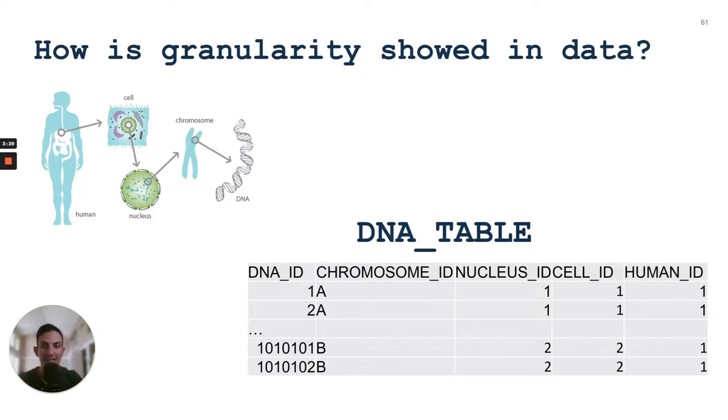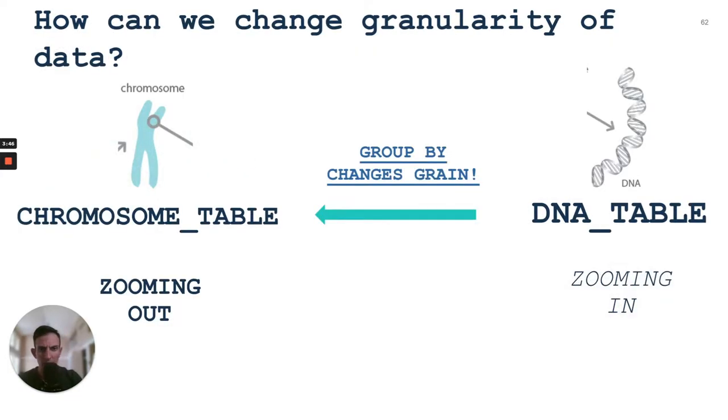This would be incredibly detailed. And since you're zoomed in so far, it might be hard to make out what the full picture is. So what could you do? If you want to change the granularity of a table, to zoom out, you can use the group by function. The group by function allows you to zoom out or change the granularity of a data set.